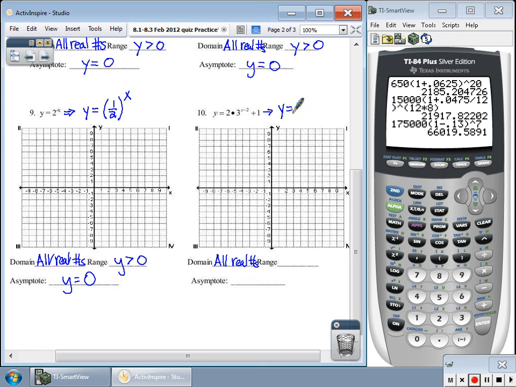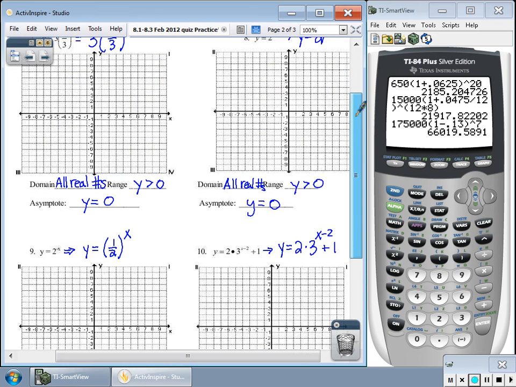Y is equal to 2 times 3 to the x minus 2, and then plus 1. So this is a shift right 2 units, and a shift up 1 unit. Okay? So the range now changes. The range, which was y is greater than 0, becomes y is greater than 1, and again, that's because you went up 1 unit. The asymptote also shifts, and it becomes y is equal to positive 1. It's 1 unit up from y equals 0.